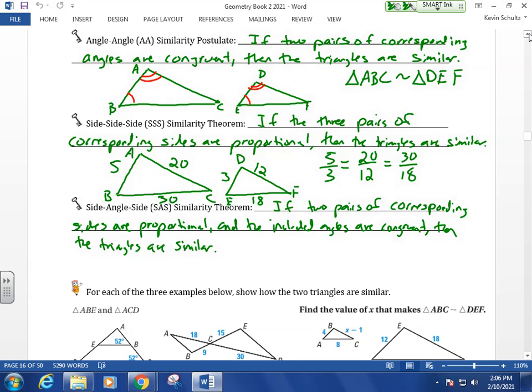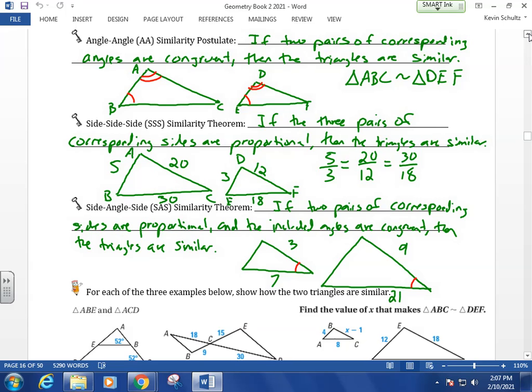So again, let's draw a couple triangles here. Put the smaller one first this time. There we go. Okay. We'll say this one is 3. This one is 7. This one is 9. This one's going to be 21. And we've got the included angle congruent. That would be an example of the side angle side similarity theorem. Okay.